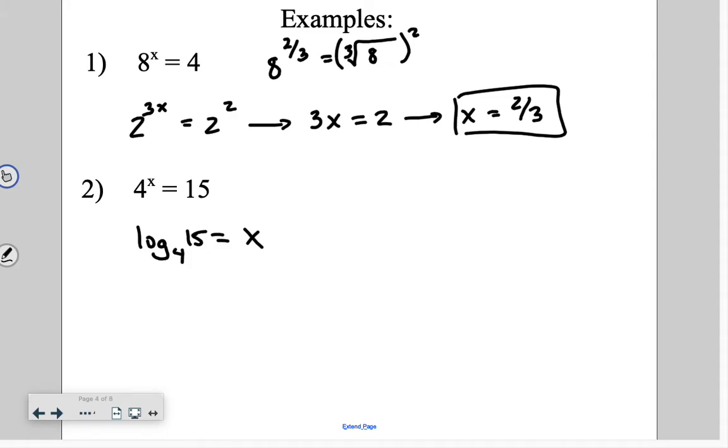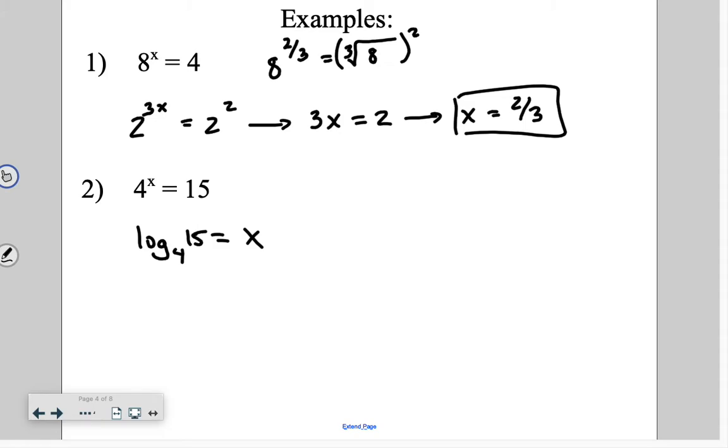Okay. Now if you take a look, is x by itself already? Yep, don't even have to solve for anything. Type it into the calculator. Log base 4 of 15. Okay? So again, if you have the log base on the calculator, you can type it in directly. Okay? You want to go back over it? Let me go back over it.